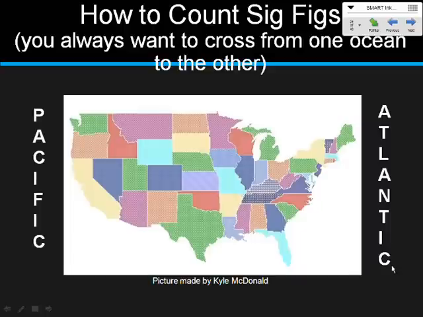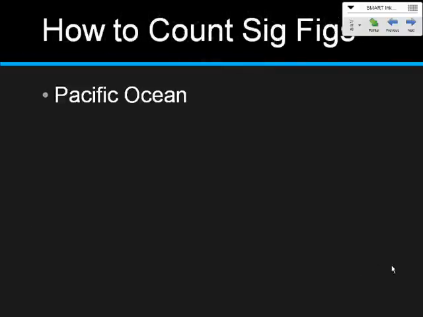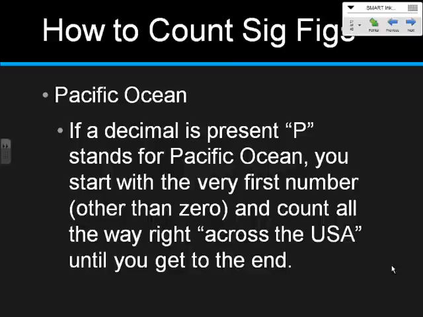What we're going to do is you're going to pretend like your number is always the United States of America. And on the left side of your number is the Pacific Ocean. On the right side of your number is the Atlantic Ocean. Now, with the Pacific Ocean, that means your decimal is present. So if you're given a number and you can actually see the decimal in the number it's given to you, that means the decimal is present. So the P represents Pacific Ocean.